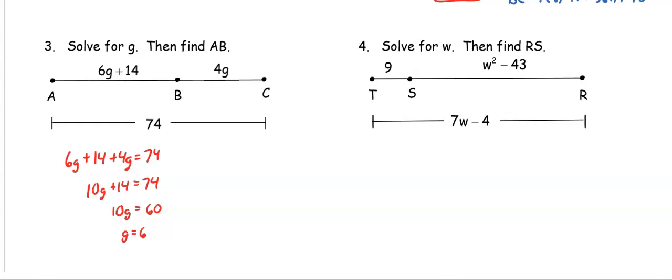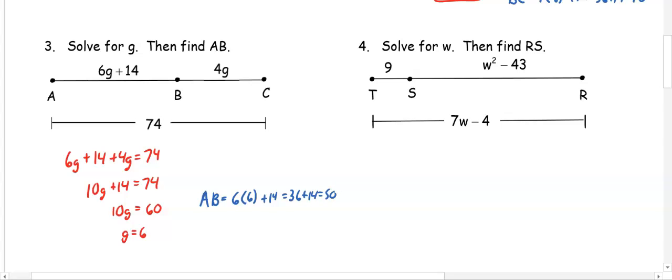Then we need to find the length of AB, which is currently 6G plus 14. So when we substitute the G value in, we have 6 times 6 plus 14, 36 plus 14, which gets us 50.